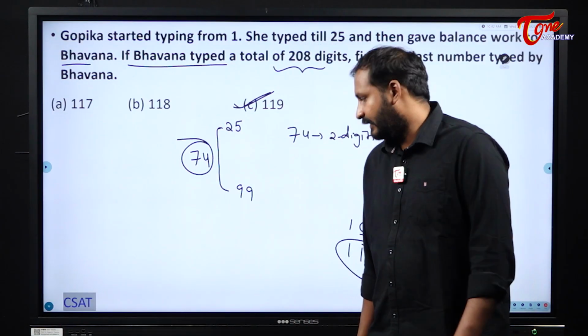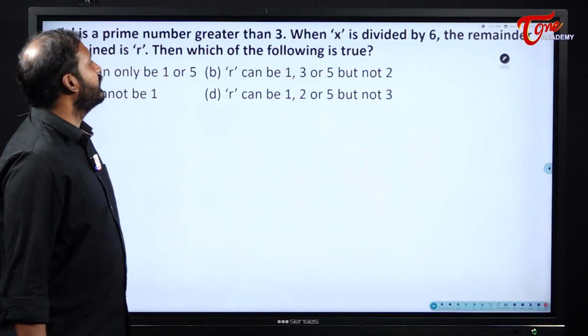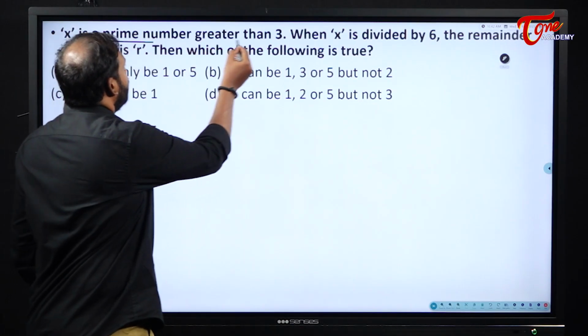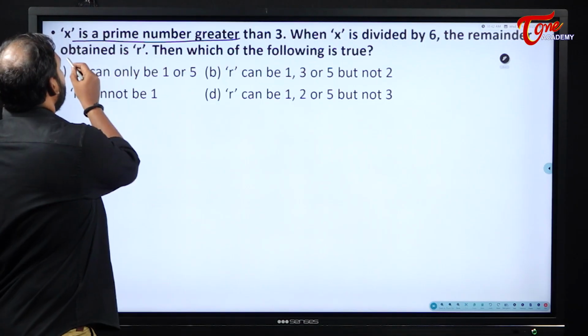Okay. Right. Next. See here. X is a prime number greater than 3. When x is divided by 6, the remainder obtained is r.